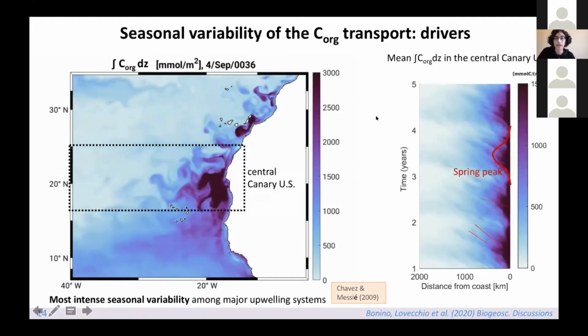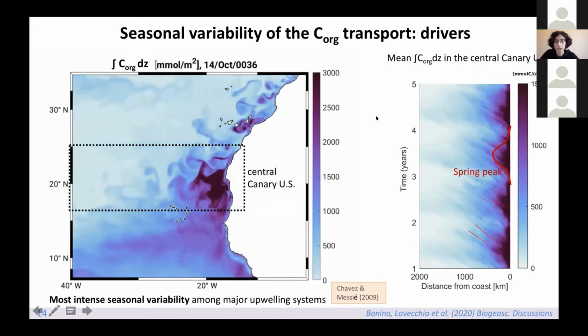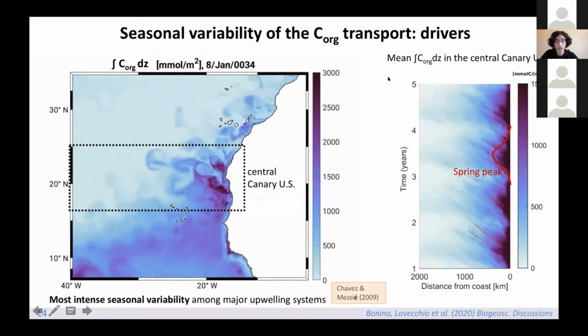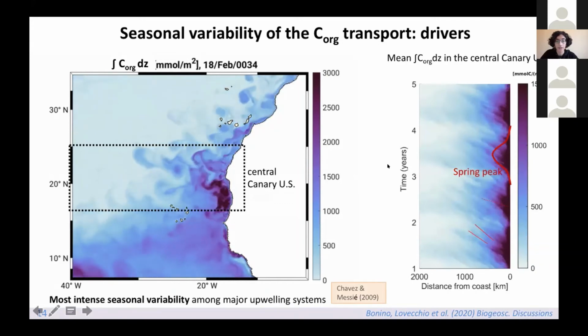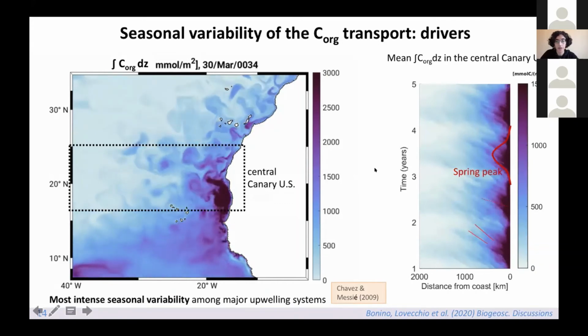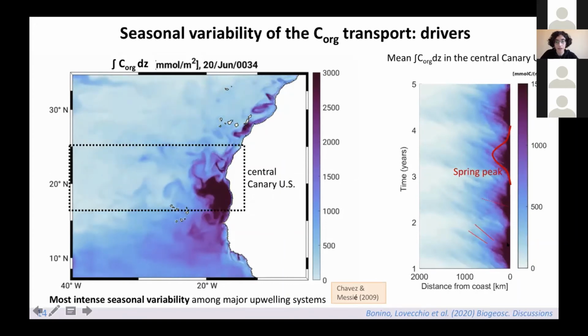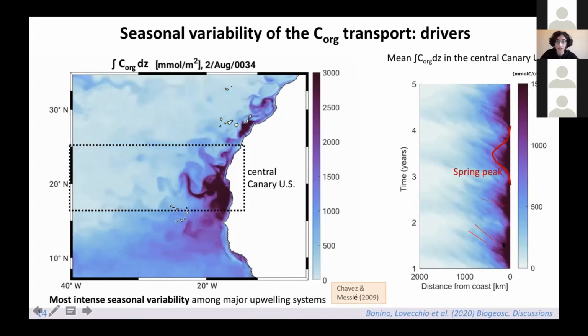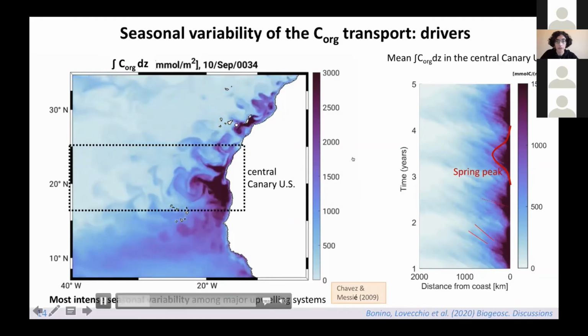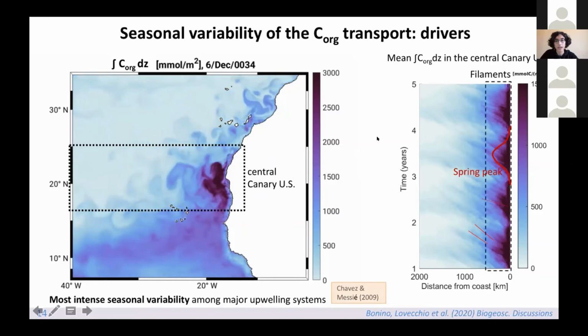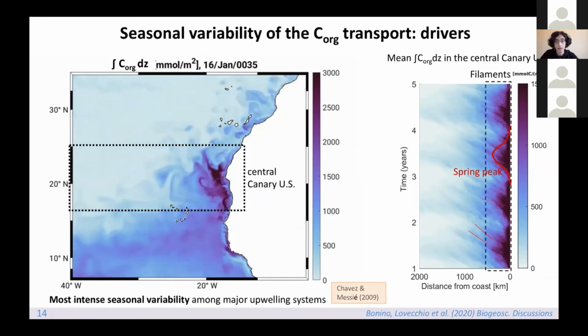What I show you here is a Hovmöller diagram of 5 years of simulation on the 2-day mean output of the same variable. So it's still the organic carbon concentration. You can really see that there is a spring peak in organic carbon concentration near the coast that gets transported offshore towards the open waters. In every season, filaments continue to be the driving force of the organic carbon relocation.